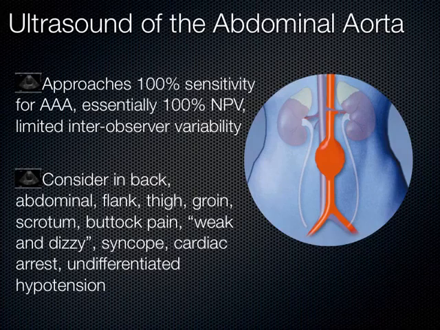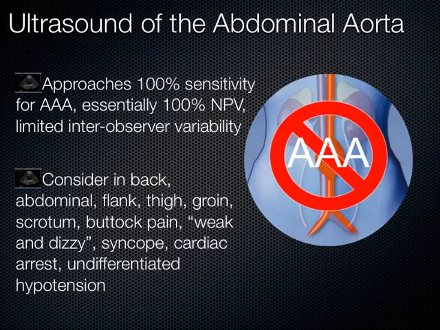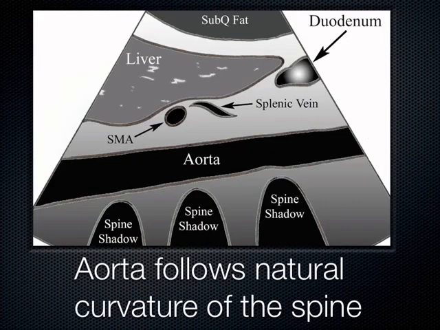Very operator dependent. So anybody could have back pain, flank pain, abdominal pain, thigh pain, groin pain, scrotal pain, buttock pain, just weak and dizzy. Syncope means passing out. They could be syncopal. They could be having cardiac problems. They could be standing right in front of you while you're running a code, doing CPR. Why is this guy hypotensive? So I really think about it in the case of undifferentiated hypotension. So we're going to show you now how to figure out how to rule out a AAA.